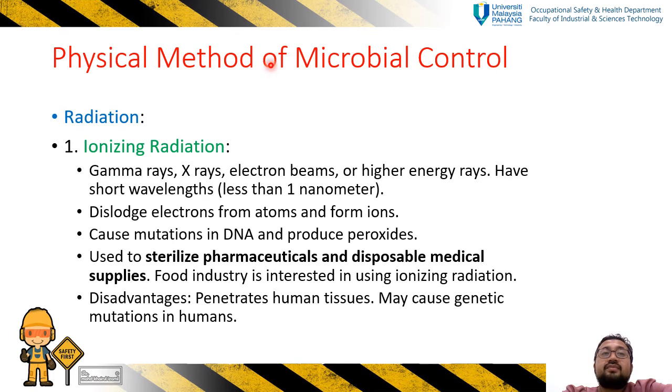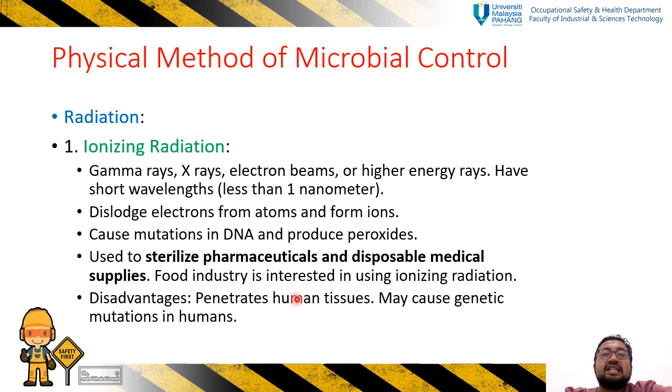And then we've got radiation. For radiation, we have several types. First of all, ionizing radiation, such as gamma waves, X-rays, electron beams, or higher energy rays, which have short wavelengths, less than 1 nanometer. They dislodge electrons from atoms and form ions, cause mutation in DNA and produce peroxides, used to sterilize pharmaceuticals and disposable medical supplies.